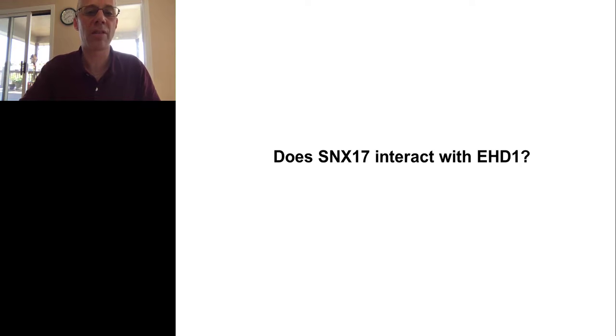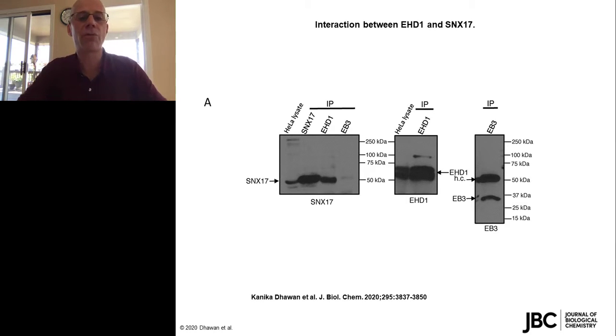So that's our hypothesis. And to answer this, we first asked, does SNCC17 interact with EHD1? And we first resorted to immunoprecipitations. And we show here that immunoprecipitation with SNCC17 pulls down itself, and immunoprecipitation with EHD1 pulls down SNCC17. And a control, EB3, doesn't pull down SNCC17. It does pull down itself. And so this was the first indication that these proteins interact with one another in cells.